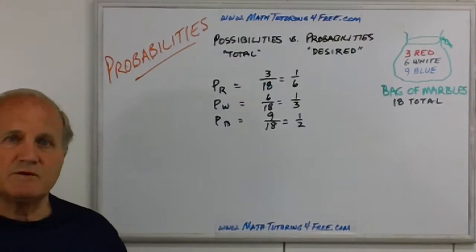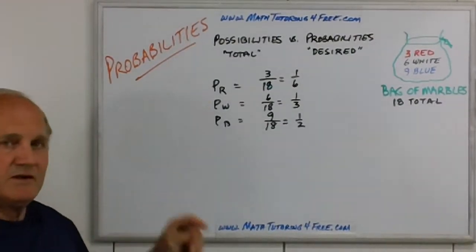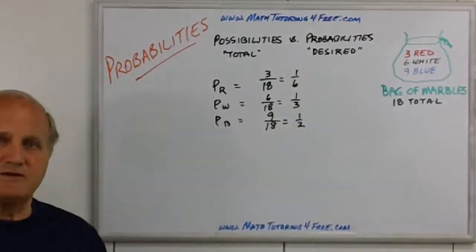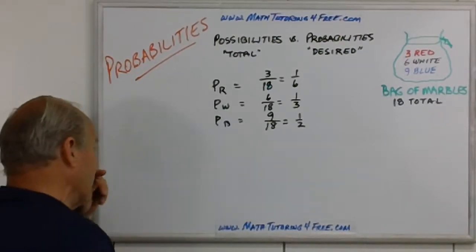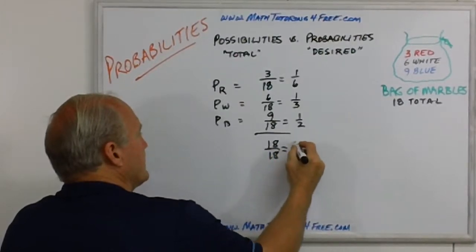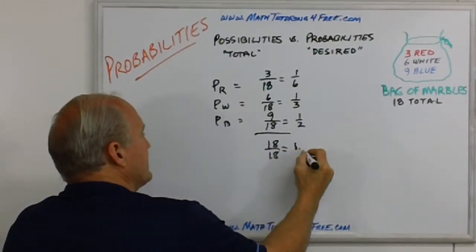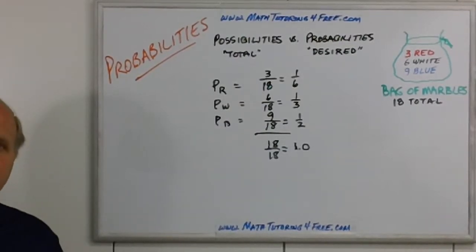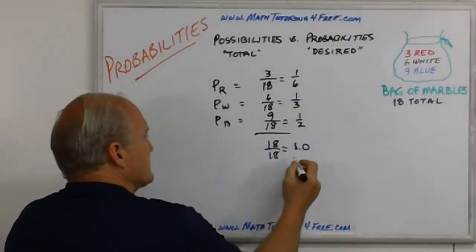Now, if we said, what's the probability of pulling out a red or a white or a blue? Well, those are our only chances, aren't they? So if we add those up, that's 18 over 18, which is equal to a probability of 1. 1.0, 1 over 1, 1. They call that certainty. The problem is, you're reaching into a bag of red, white, and blue marbles. The possibility of pulling out anything other than that is nil, isn't it? So this is called certainty.